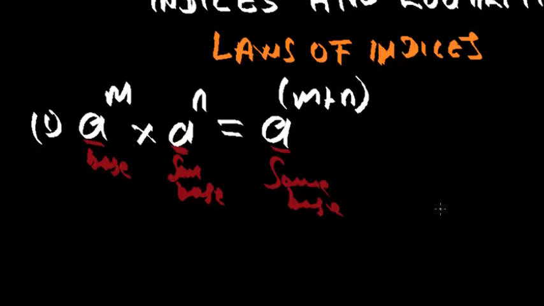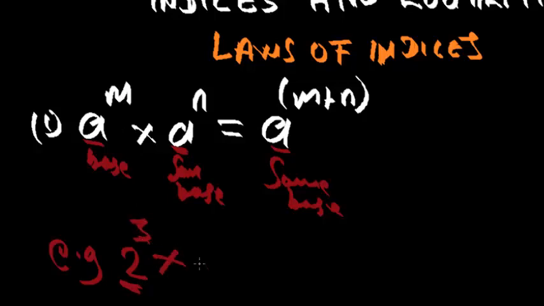So basically the variables are simply numbers. So for instance, if I have 2 exponent 3, the a stands for the 2, and then the m stands for the 3. Then if I'm multiplying this one by, let's say, 2 exponent 5, then as I said, the a is the 2, then we have the n being the 5, right? So you can see that the bases are the same. That's why I wrote here same base, same base, same base.